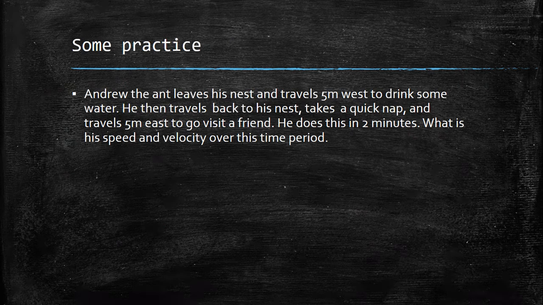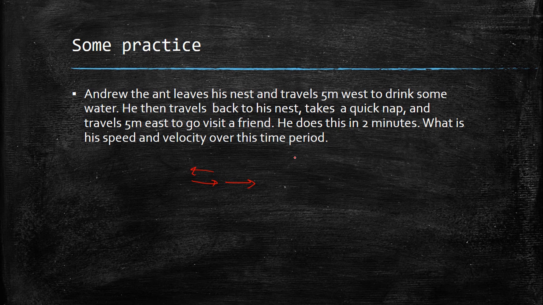Alright, let's jump into some practice. First question: Andrew the ant leaves his nest and travels 5 meters west to drink some water. So let's show that 5 meters west. He then travels back to his nest, so he goes another 5 meters east, takes a quick nap, as you do, and then travels an extra 5 meters east to go visit a friend. He does this in 2 minutes. What is his speed and what is his velocity over this time period?